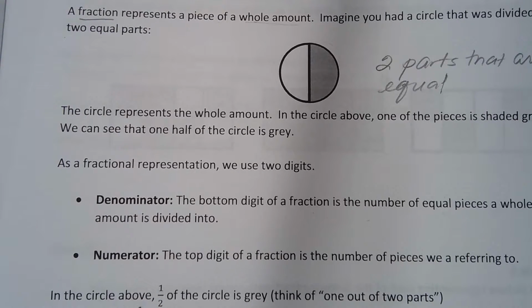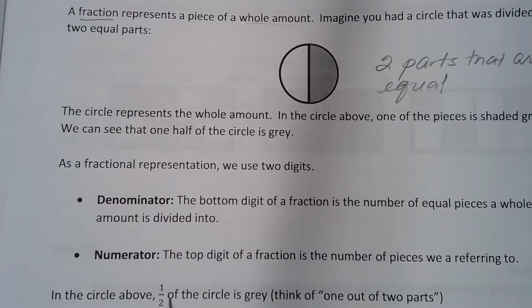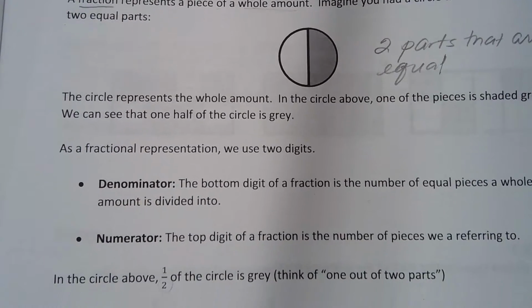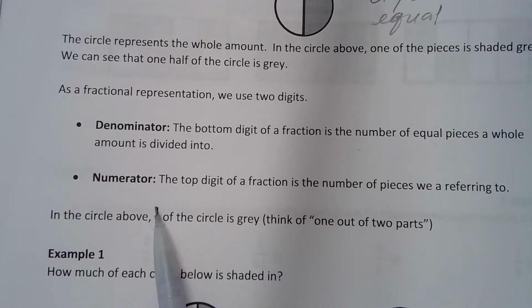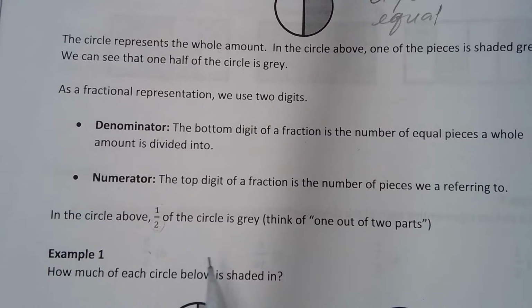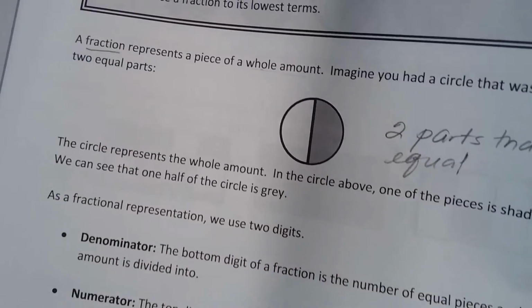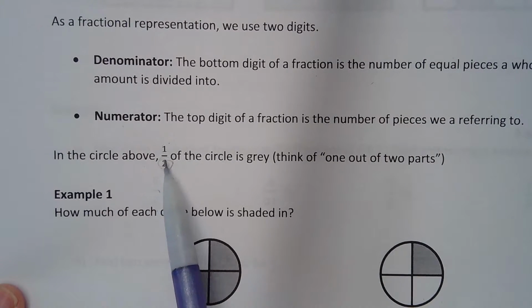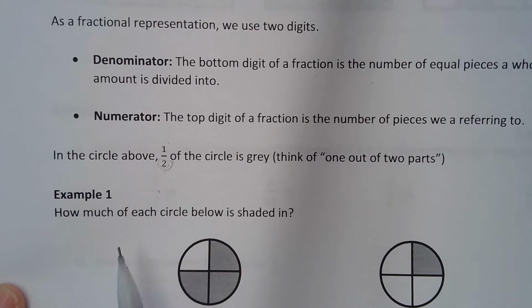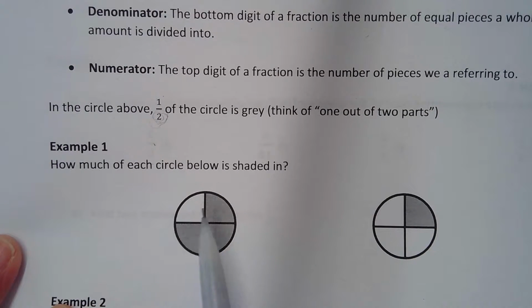So in the above circle, there are two pieces, but only one is shaded. So 1/2, 1 out of the 2. We started off with 2. We know that they're cut into 2 equal parts, but only 1 is shaded.